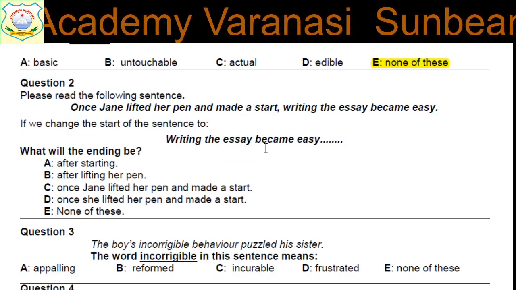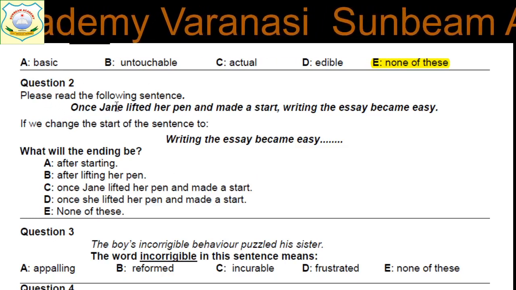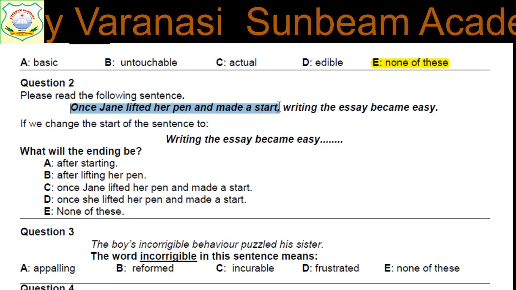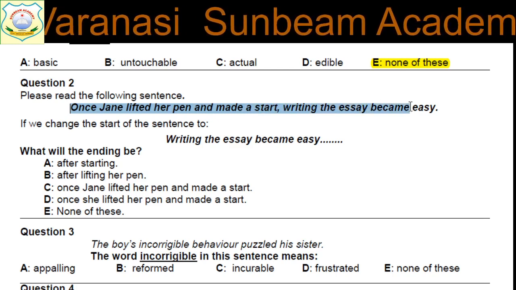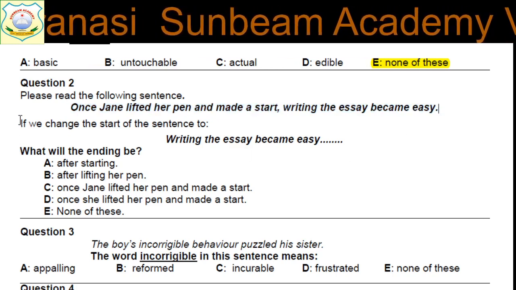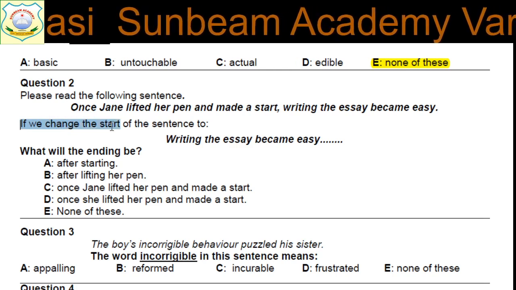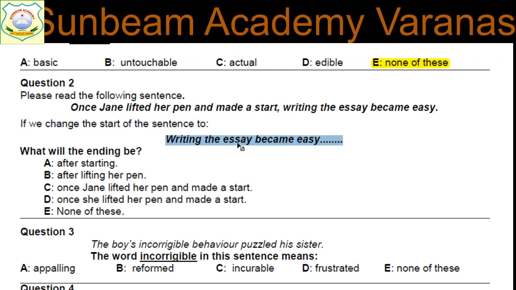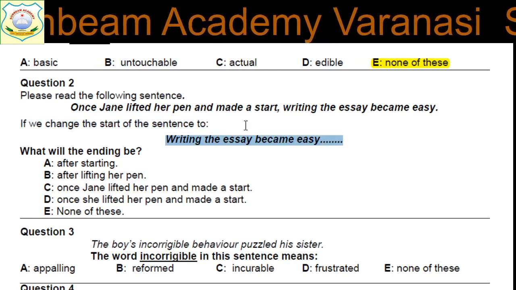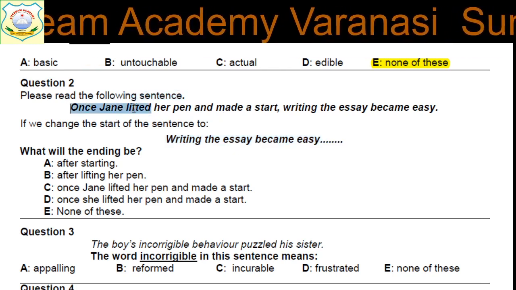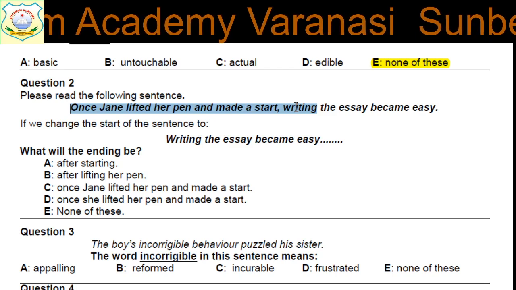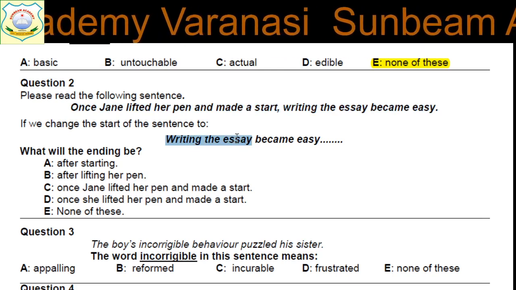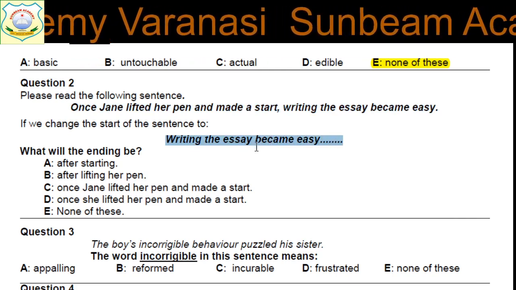Next question is, please read the following sentence. Once Jane lifted her pen and made a start, writing the essay became easy. So the sentence is here. If we change the start of the sentence to writing the essay became easy. So here the sentences are written in two different ways. The first is, once Jane lifted her pen and made a start, means once it was started, writing became easy. Another is, writing the essay became easy. So these two sentences are.